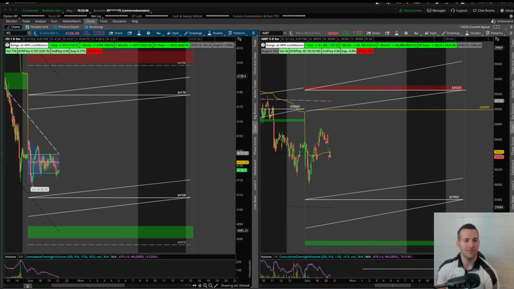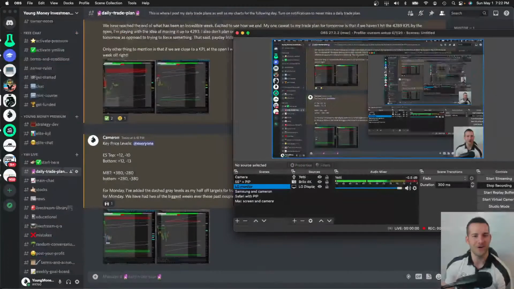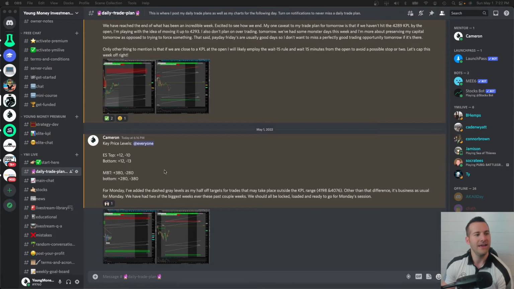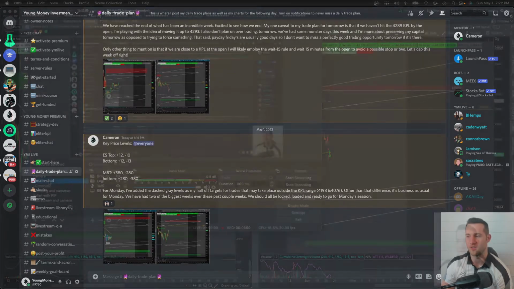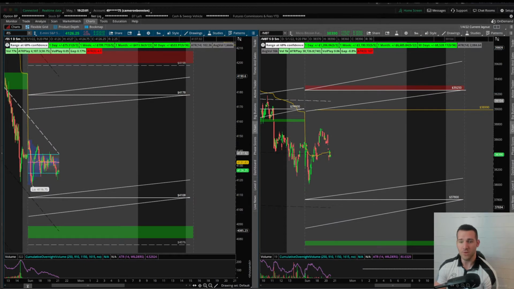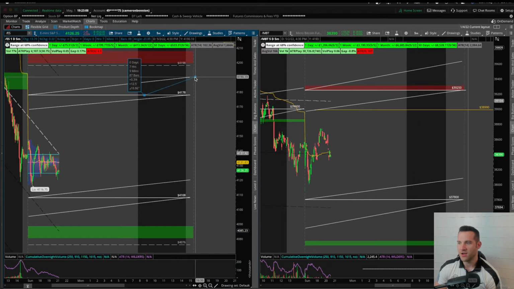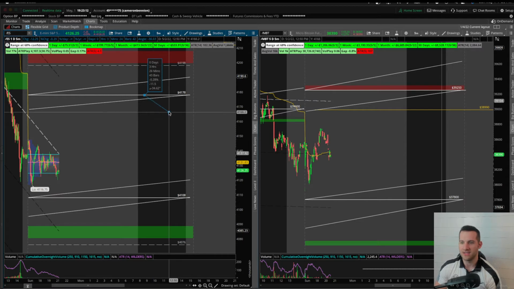Remember I said, I'm going to go back to this real quick. We're going to go over here. I'm going to move that. And remember, I said ES top is plus 12, minus 10, bottom is plus 12, minus 13. What on earth are those numbers? Well, what those are is the buffer zone. So if we were to tap on this line here, you're going to notice that this is plus 12. And then you're going to notice that this is minus 10.